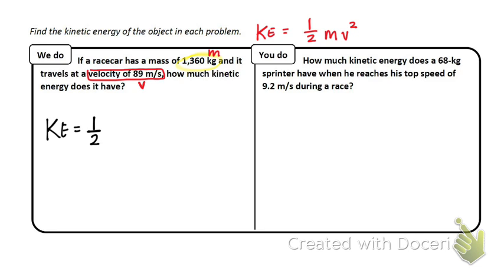So when you fill this in, the 1/2 is always there. It's part of your formula. Then what are we going to do? Times our mass, which was 1,360. And then what do you do with the velocity? Multiply. But it also has to get squared, so it needs the second power.